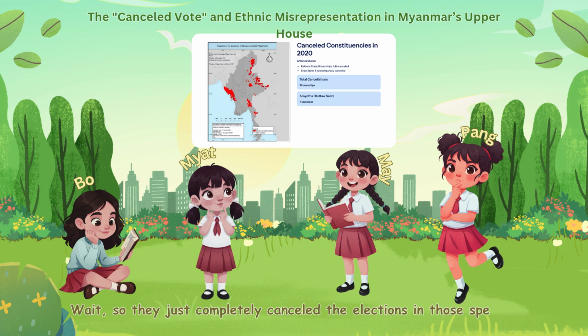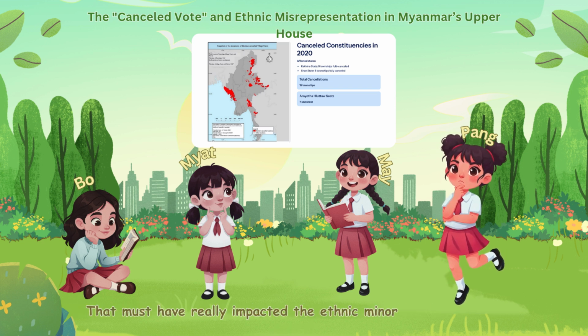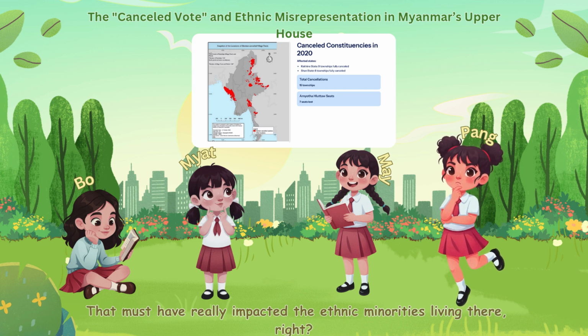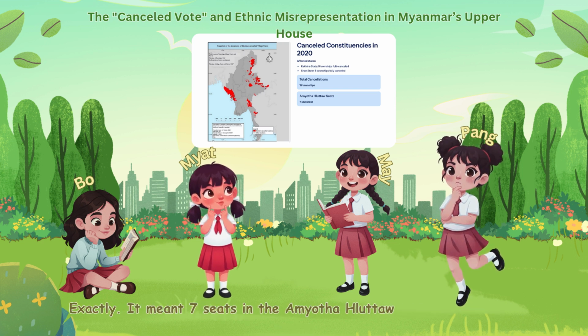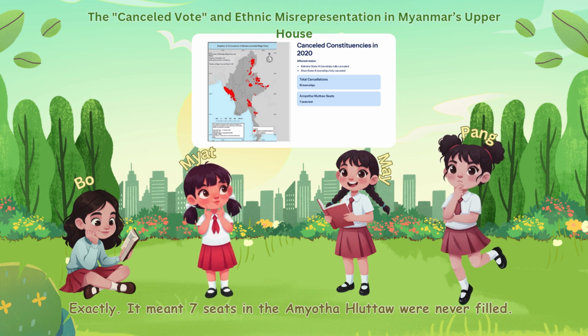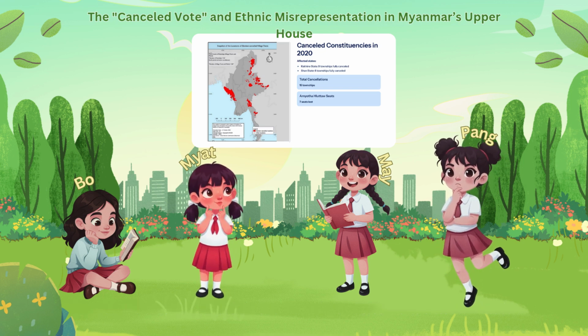Wait, so this completely cancelled the election in those specific areas? That might have really impacted the ethnic minorities living there, right? Exactly. It meant 7 seats in the Amyotha Hluttaw were never filled.